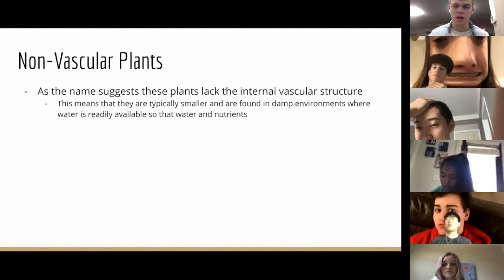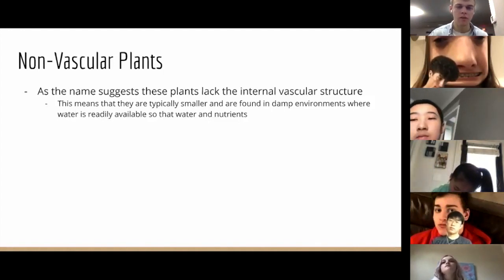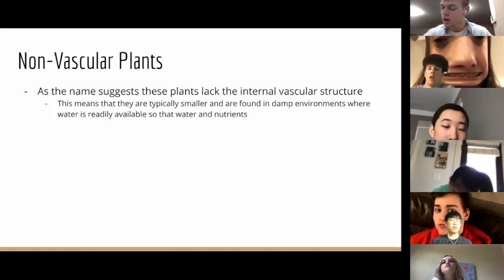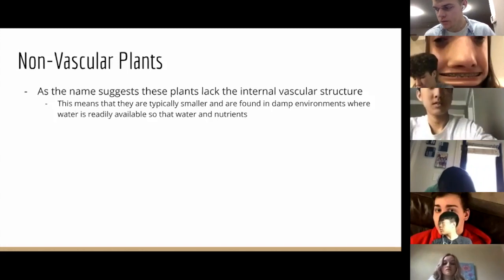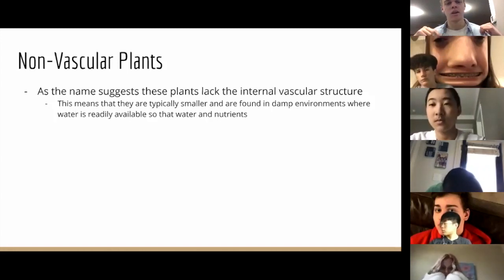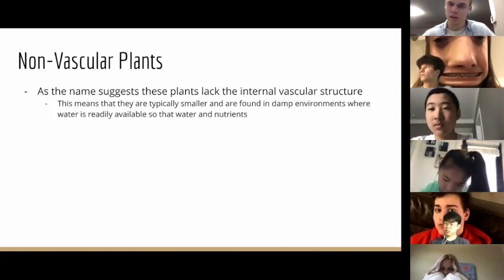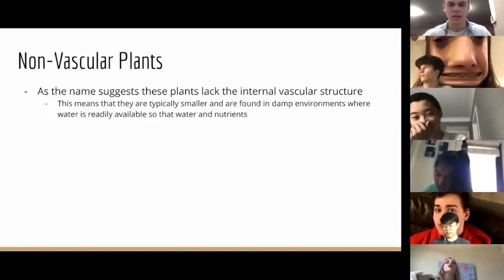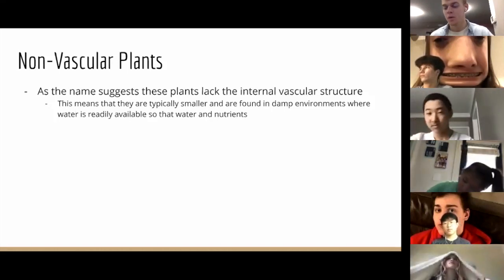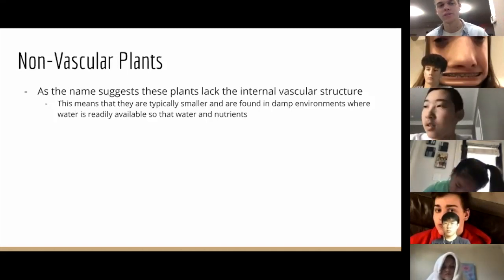So they don't have this internal vascular structure, so they have to stay smaller. They have to stay in more damp environments, so they have water easily available. They have nutrients easily available from the soil, and they're able to pull things very readily without having to use the vascular tissue. So instead of having that highway system, they're probably more like us right now. They're probably quarantined to their own environment, and they have to stay where they can easily get things. So when you think of non-vascular plants, just think of quarantined students. So that'll help.